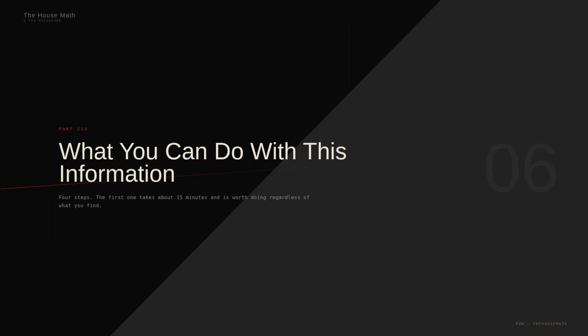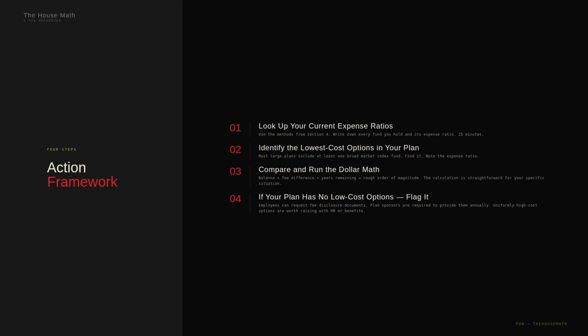Step 1. Look up your current expense ratios. Use the methods from Section 4. Write down every fund you hold and its expense ratio. This takes about 15 minutes and is worth doing.